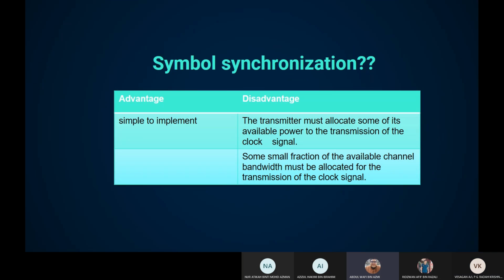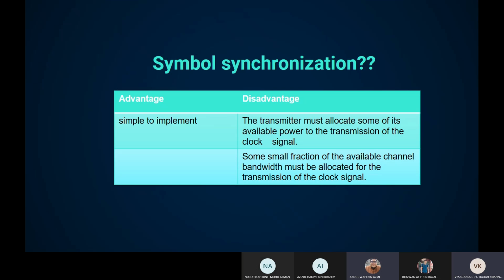Next slide. Before we go further to the types of estimation methods used, let's recall the function of symbol synchronization. Its function is to collect the clock signal for sampling by using a narrow band filter tuned to the transmit clock frequency. That happens in the receiver.